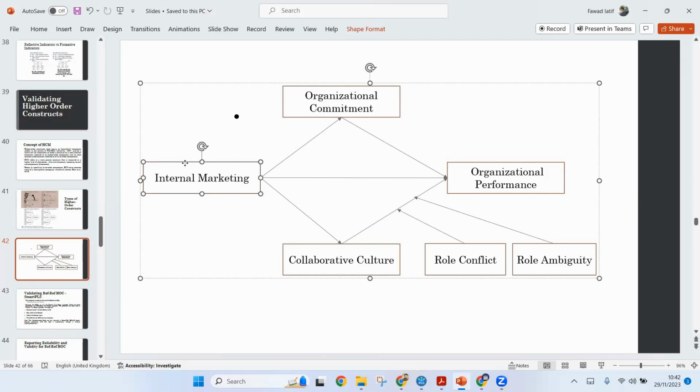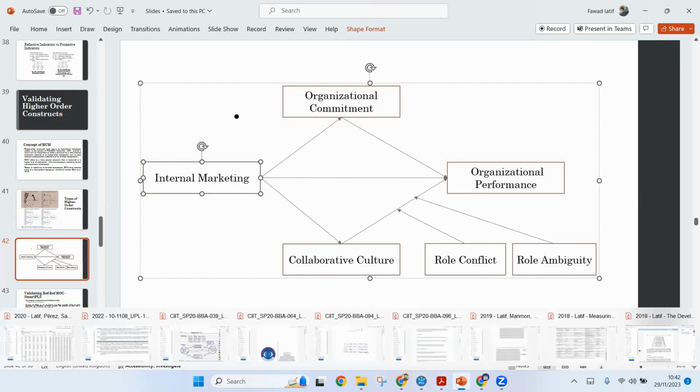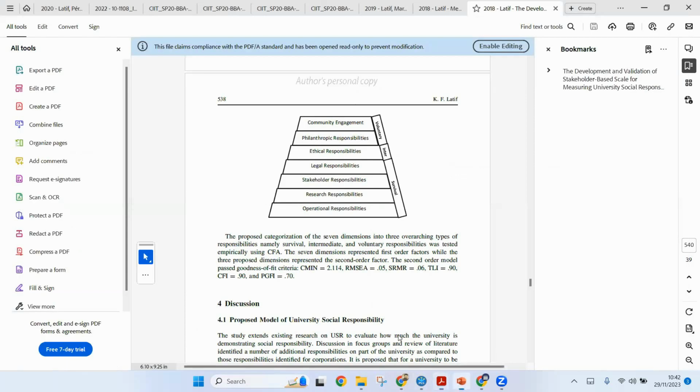Why? Because the questionnaire that I'm using is by Foreman and Money 1995. According to Foreman and Money, internal marketing has three subdimensions, and each of those subdimensions is measured using different items. Those three subdimensions are vision, development, and rewards. Now, how will I analyze this model? Whenever you want to analyze a higher order construct, there are steps to be followed. So what are the steps?